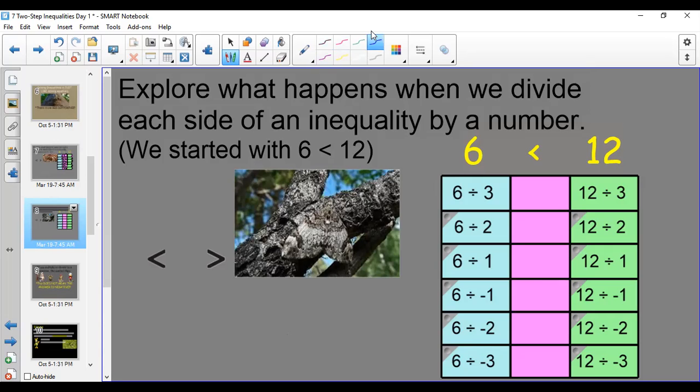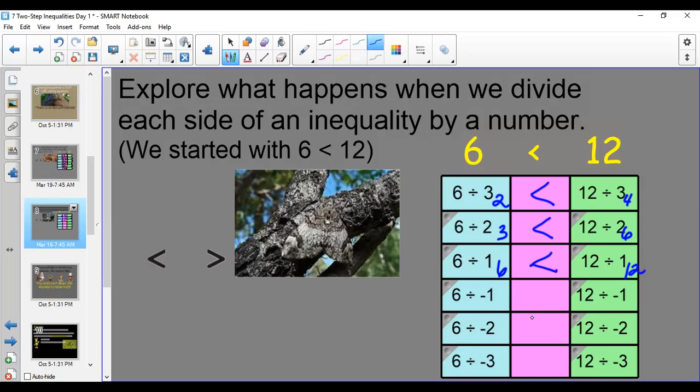All right, let's see how you did. Still, 6 is less than 12. Everybody agrees with that. If I divide both sides by 3, I would get 2 and 4. 2 is still less than 4. If I would divide both sides by 2, I would get 3 and 6, and 3 is still less than 6. So everything is still holding up here. If I divide both sides by 1, I would get 6 and 12. Again, the symbol stays the same.